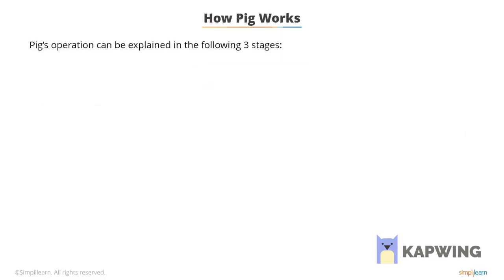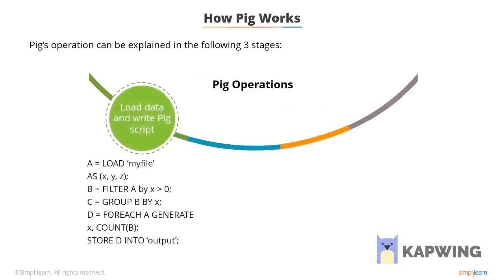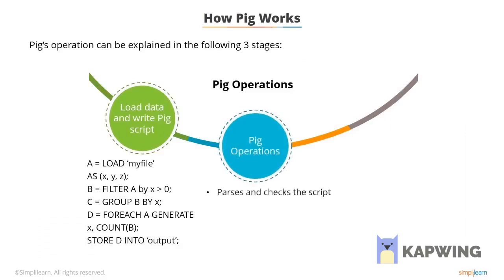Pig's operation can be explained in 3 stages. In the first stage, the data is loaded and a Pig script is written. In the second stage, the Pig execution engine parses and checks the script. If it passes, the script is optimized and a logical and physical plan is generated for execution.